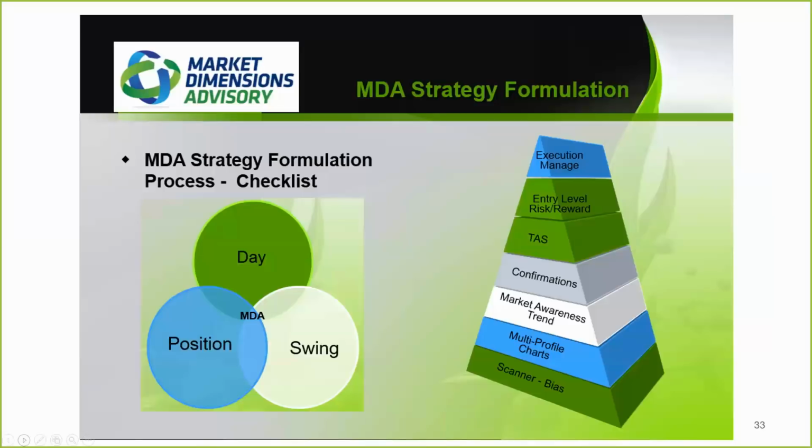In terms of my strategy formulation, I go through a series of steps. Look at a scanner, get a bias context in the market, look at multiple time frames, see what kind of market awareness is out there, get some confirmations, and use market profile, order flow, and Jigsaw to see where the big buying and selling is when you are at a level that you're ready to execute.